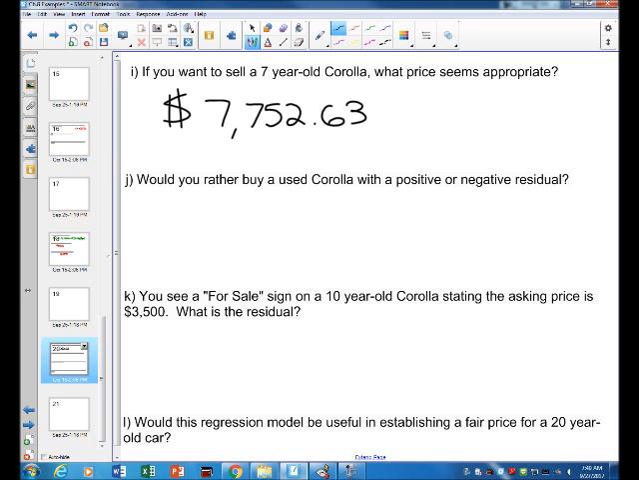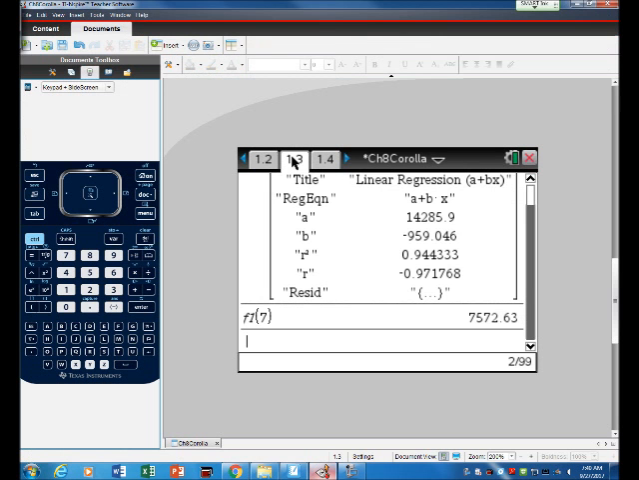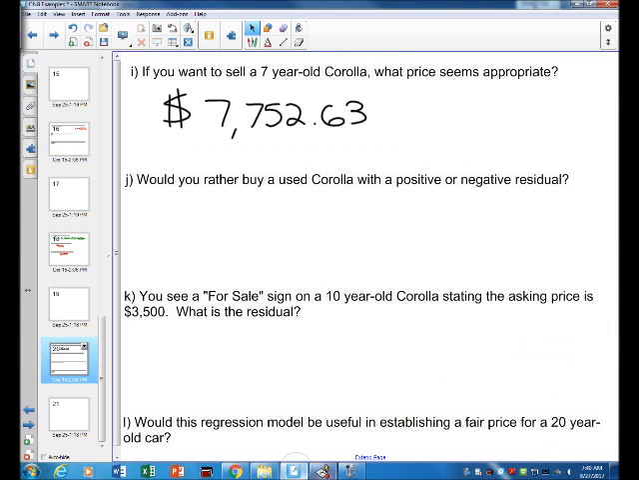Make sure I wrote that right. I probably didn't. Let's check. I messed the numbers up. 7572. All right. Okay. So again, I'm not saying that that's the price that you should list your used car at, but the model is saying if you want to get a fair price based on all the other Corollas that have been sold in the past, this is the price that you should use.